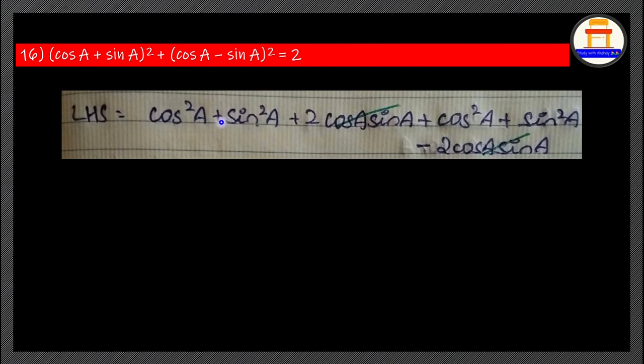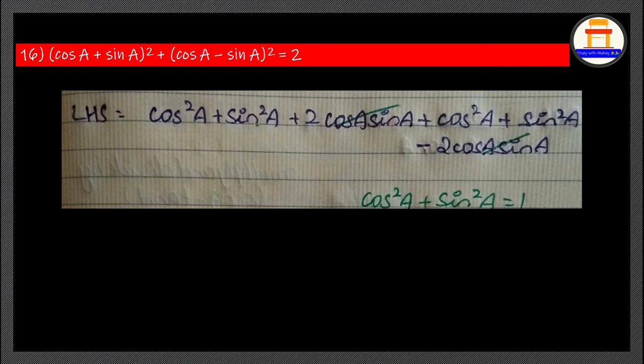cos²A + sin²A + 2 cos A sin A. So this is the first expression. Plus cos²A + sin²A − 2 cos A sin A. This is the expansion of the second expression. Right. So plus 2 cos A sin A and minus 2 cos A sin A will get mutually cancelled as shown.